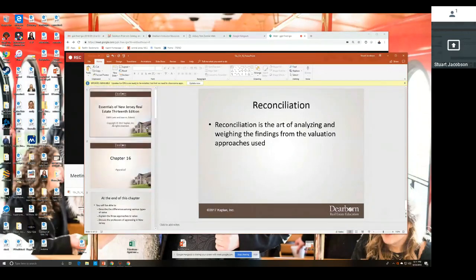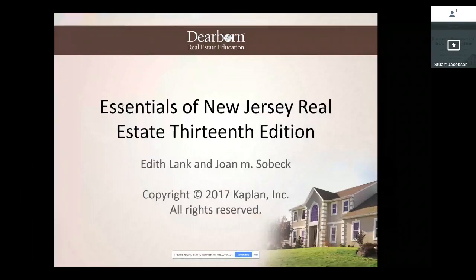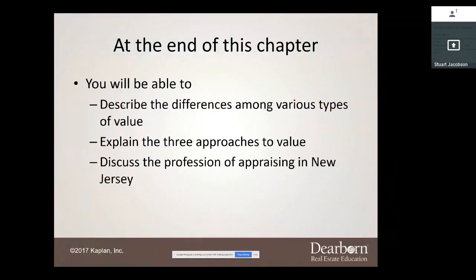Appraisals. Let's talk about this chapter. This is chapter 16. Okay, let's get this started. So, at the end of this chapter, you'll be able to describe the differences among the various types of value, also explain the three approaches to value that are considered in an appraisal. And you're also going to be able to briefly discuss the practice of appraising.